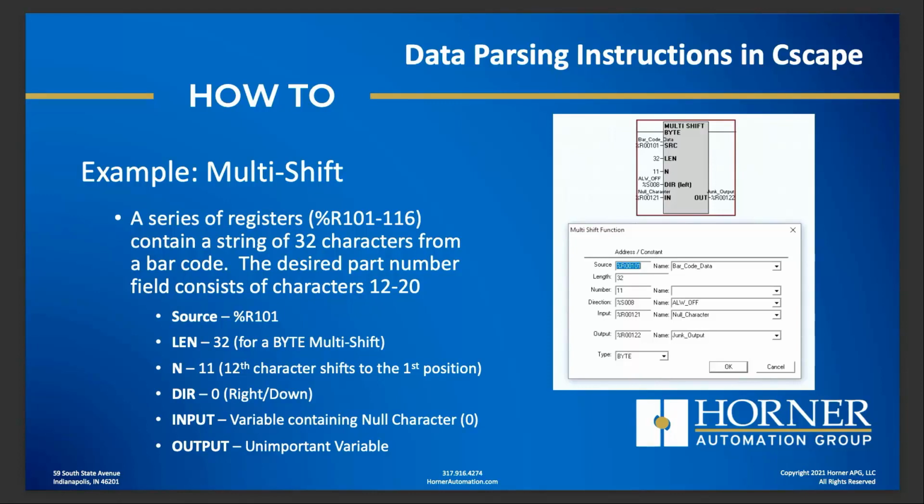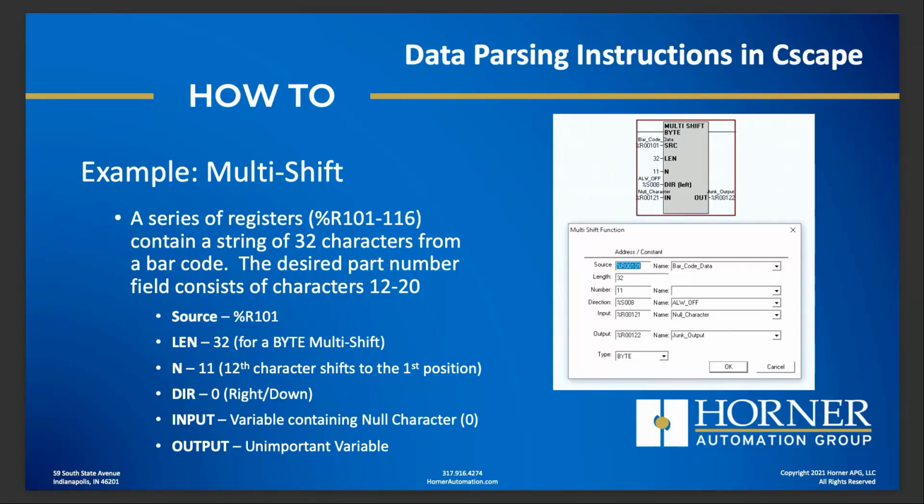Now, how many positions are we going to shift? So we've said that that part number field is the 12th character. That's where it starts, at least. Now, why wouldn't we shift 12 positions? Well, because if we shift 0 positions, the first character is in the first position. So if we want the 12th character to be in the first position, we need to shift 11 positions. So that's why we're setting our n, or our positions to shift, to 11.